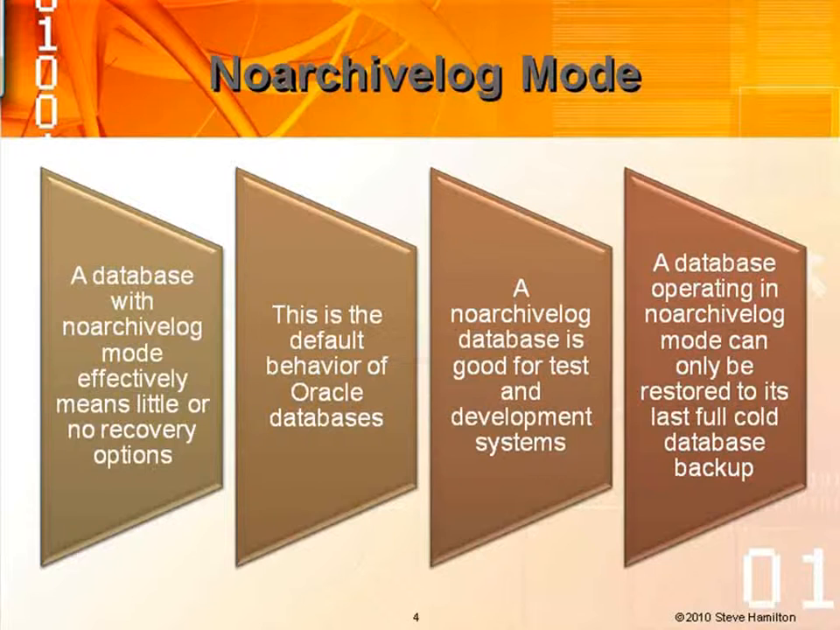A database that is operating in No Archive Log can only be restored to the last full cold backup. It can only be restored while the database is down, and it can only be backed up while the database is down. So placing your database in No Archive Log Mode limits your backup options, also limits your recovery options. This is one of the reasons that it is good for a test and development system, because those systems can be down when a backup is being performed, and they can also be down when a restore is being performed.